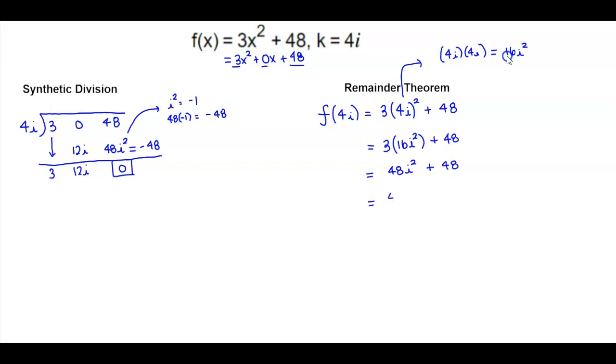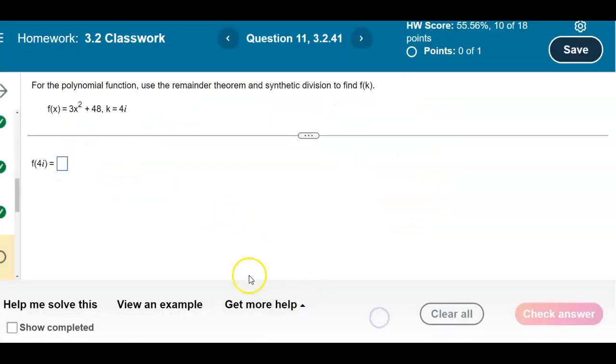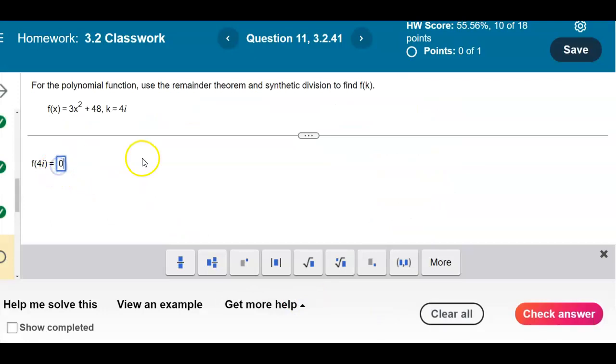Now, what do we remember about i squared? Well, we're told that it's equal to what? -1. So this is 48 times -1 plus 48. So this is 48 times -1, which is -48, plus 48, gives us a remainder of 0, which checks with synthetic division. So therefore, our answer is 0.